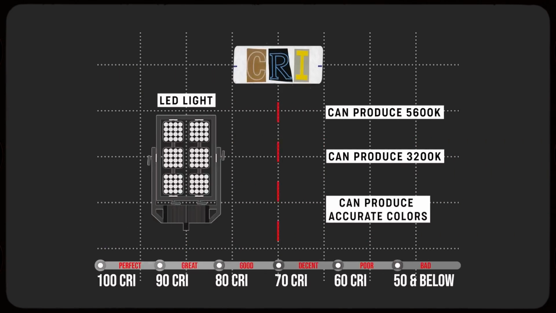Because there's nothing worse than using an LED that says it can do 5600 Kelvin or 3200 Kelvin, then getting on set and turning it to that setting, only to find out that the light is actually very inaccurate and it looks very green on your subject's face.